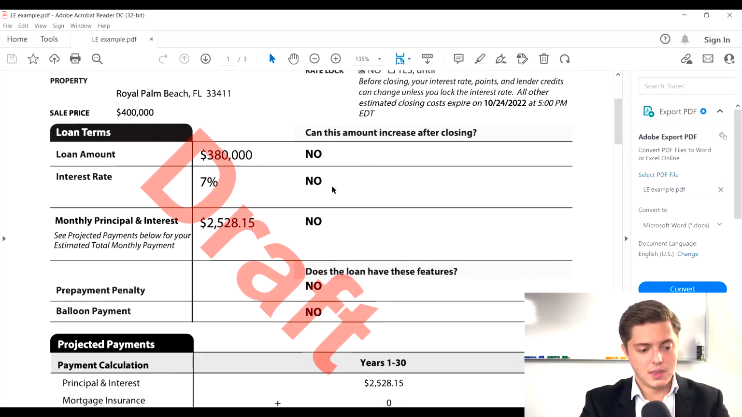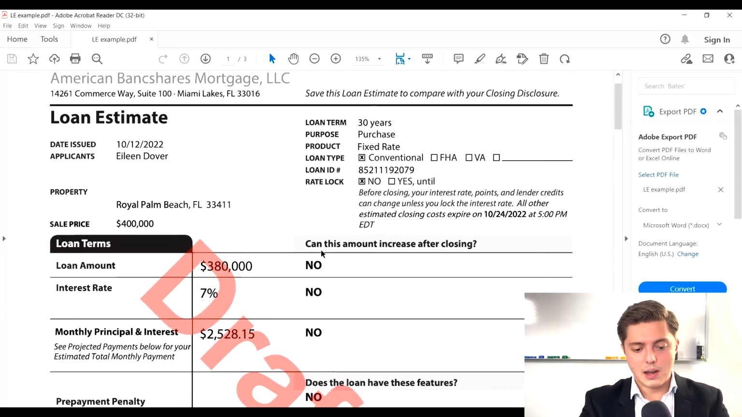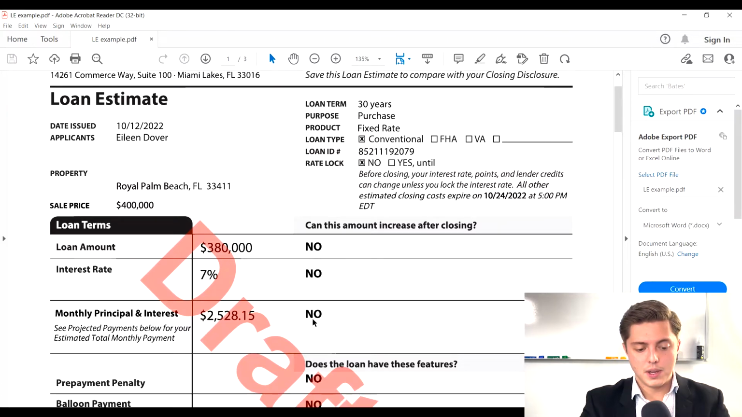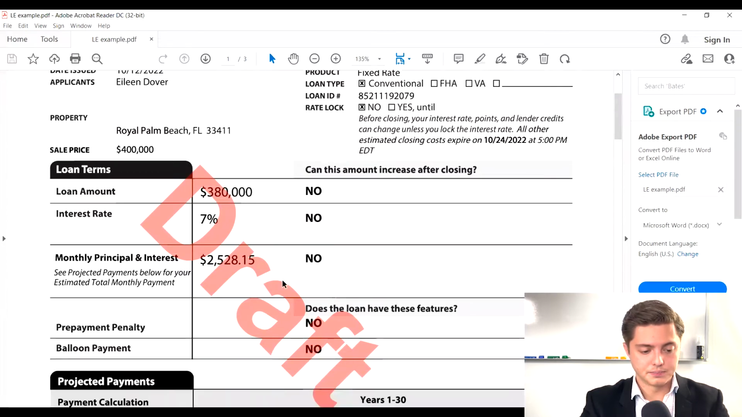And same thing, if either of those two were the case, then monthly principal and interest would be able to increase after closing. So if you see fixed rate up at the top, the rest of these questions should be no. But if you are not fixed rate, then pay attention here, because one or multiple of these questions will say yes, this amount can increase after closing.